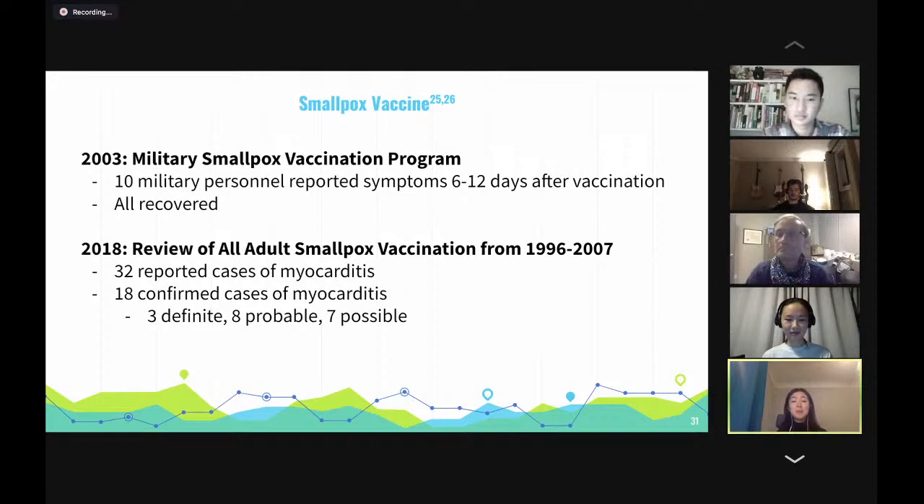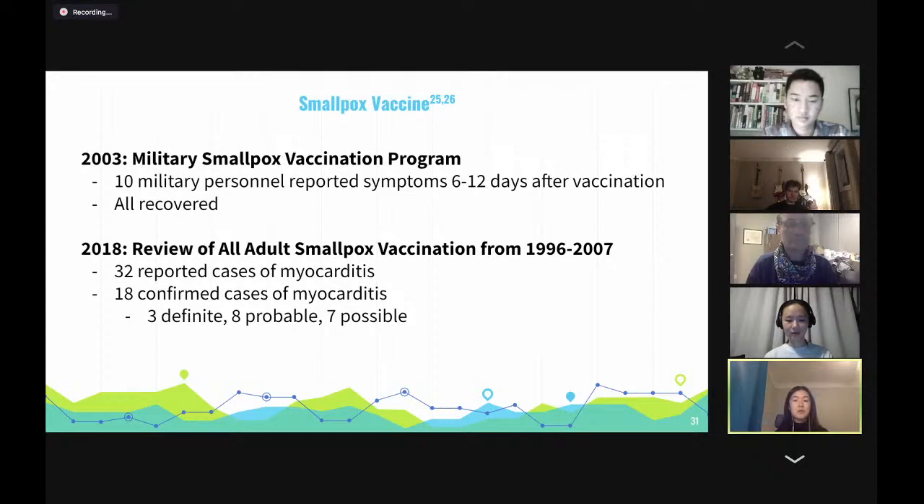The smallpox vaccine was once, and still is to some degree today, strongly associated with myocarditis. The unrest first came about back in the early 2000s when a report made by the military smallpox vaccination program reported 10 military personnel who showed signs of mild myocarditis within 6 to 12 days of receiving the vaccine. In light of the public discourse and multiple case studies of other cardiac complications occurring with the vaccine, the CDC placed a temporary restriction of the vaccine on those with known heart conditions.